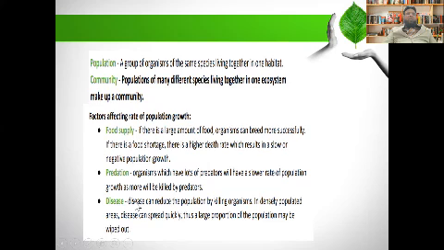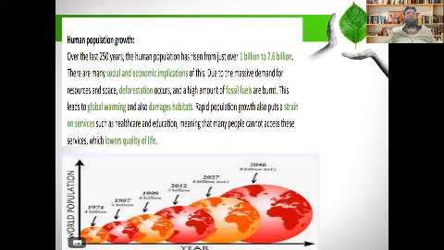And the last factor, disease, can reduce the population by killing organisms in densely populated areas. Disease can spread quickly, thus a large proportion of the population may be wiped out, because sometimes there is an invasion of some virus or bacteria, which kills a great number of organisms, so the population is decreased.